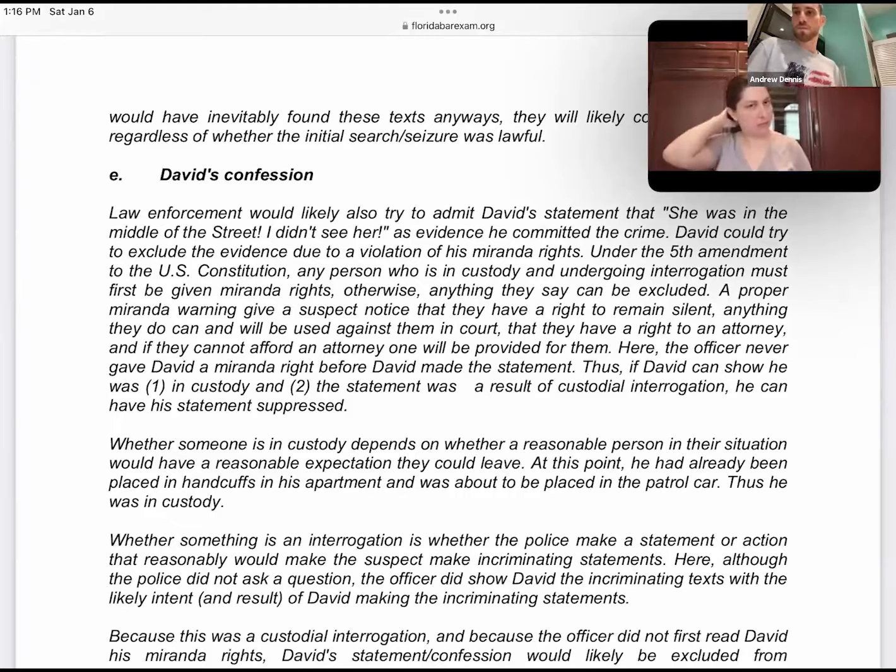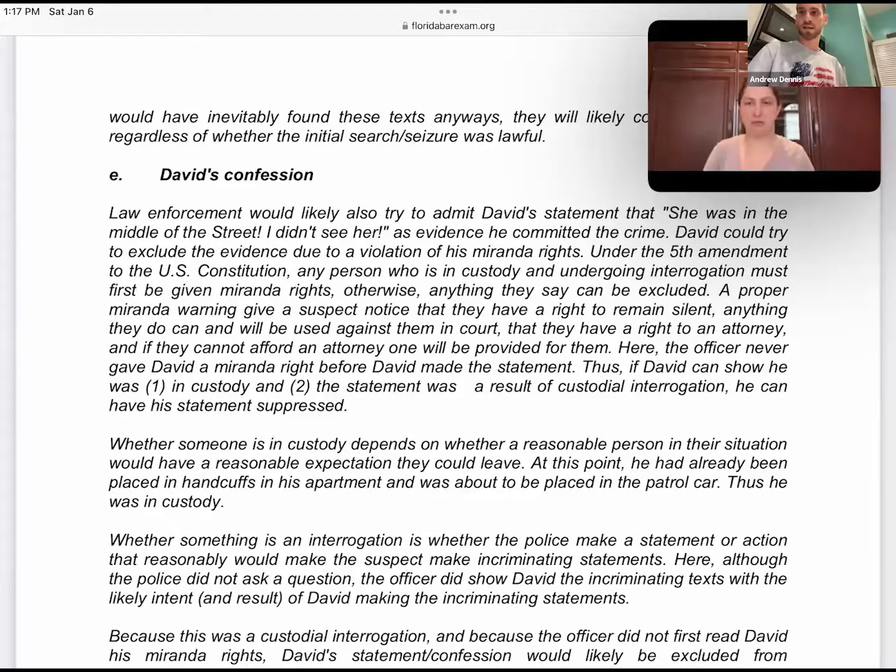They would also try to admit his statement, "She was in the middle of the street, I didn't see her." He could try to exclude this evidence due to a violation of his Miranda rights. Under the Fifth Amendment, any person who is in custody and undergoing interrogation must be given Miranda rights. Otherwise, anything they say can be excluded. A proper Miranda warning gives a suspect notice that they have the right to remain silent, anything they do or say will be held against them in a court of law, and they have the right to an attorney. If they cannot afford one, one will be provided for them.